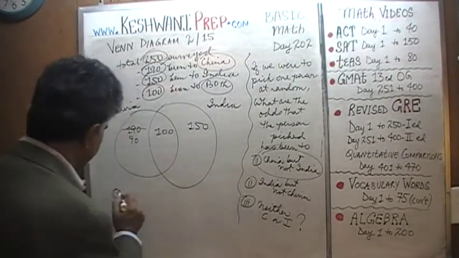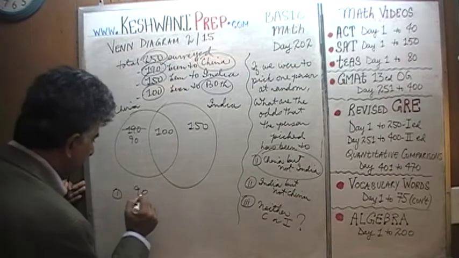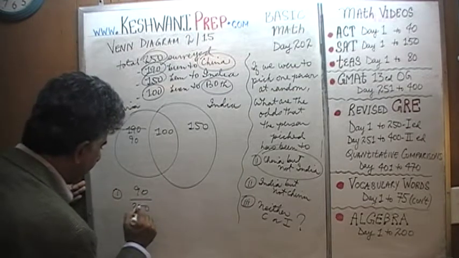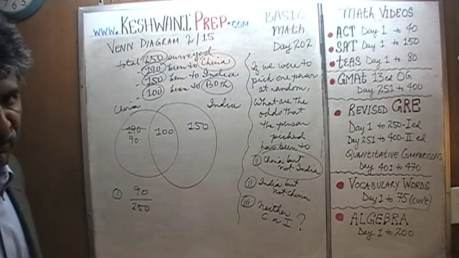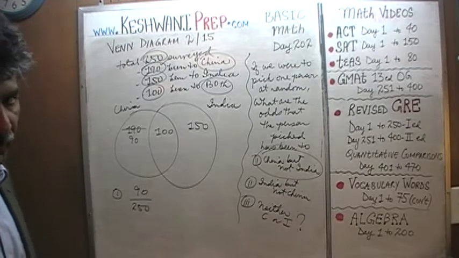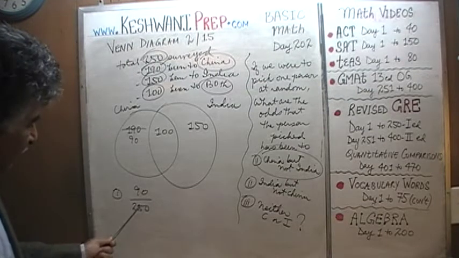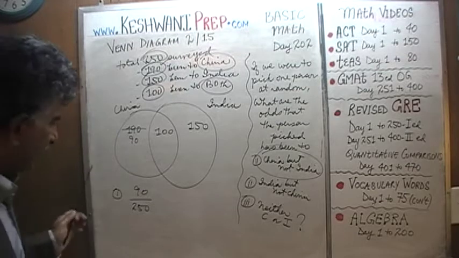Here's the first one. China, but not India, which is going to be 90 out of 250. As I told you, it is expressed in terms of percentages, so instead of wasting your time dealing with this thing here, here's the trick.